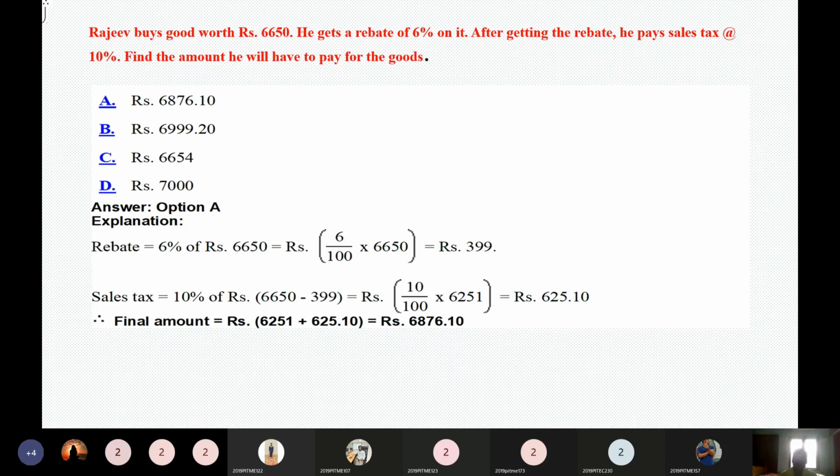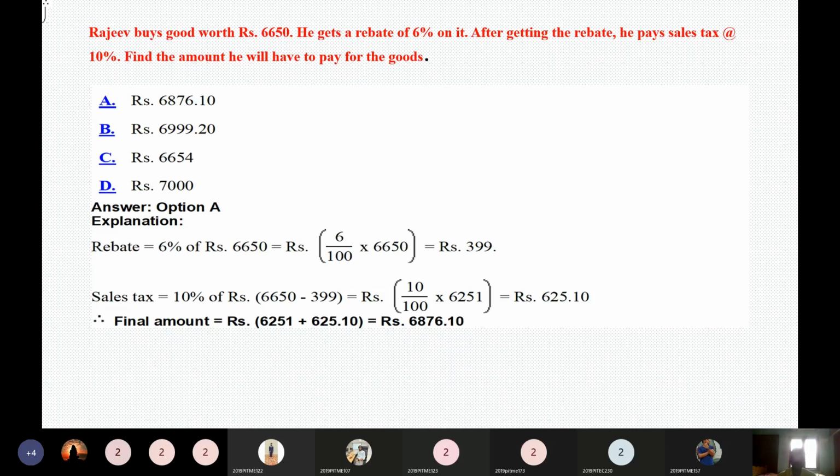Right. Okay. So 10 by 100. So 6,151 into 10 by 100. To simplify this value, what can you get? 615.1. This is the 10% in 6,151.